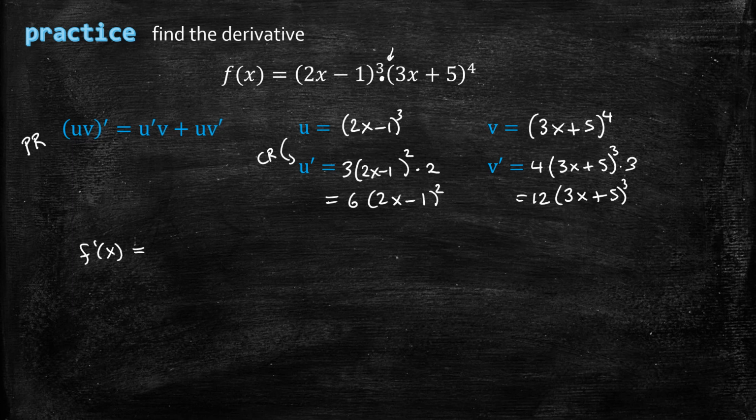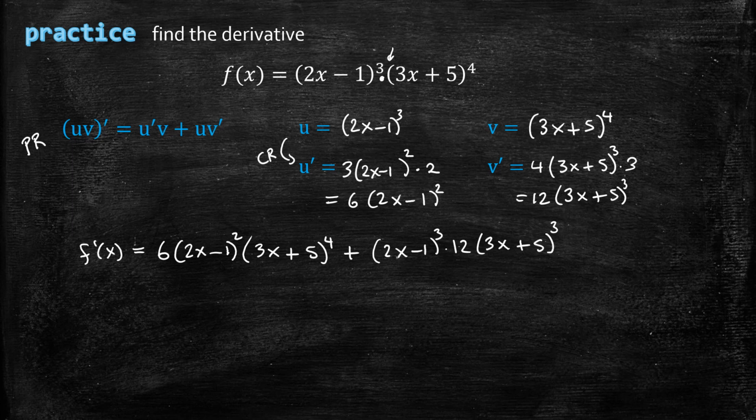So the product rule says u prime times v, so that's 6 times (2x minus 1) squared times (3x plus 5) to the 4th, plus uv prime. So that's (2x minus 1) cubed times 12 (3x plus 5) cubed also. Often you can just leave the derivative unsimplified, unless you're going to actually use the derivative to analyze a function, in which case it's better to factor out and simplify where you can.